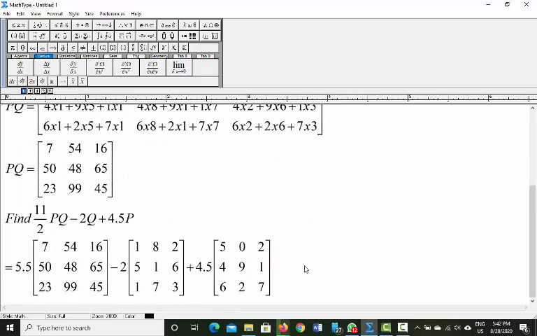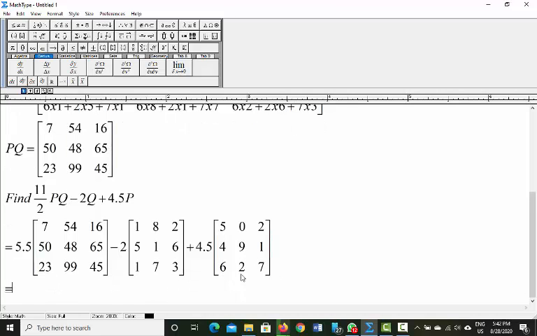Right. This is P. So now we need to find the answer. Remember, this one is an isolated number outside the matrix. In matrix notation, this one is called a scalar.